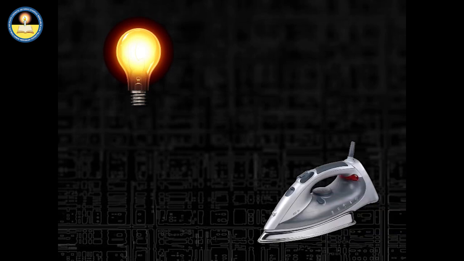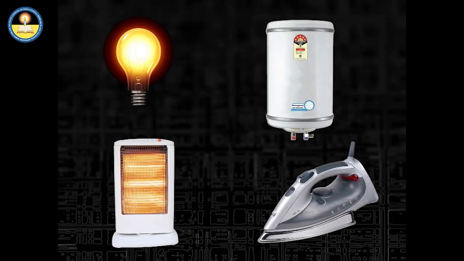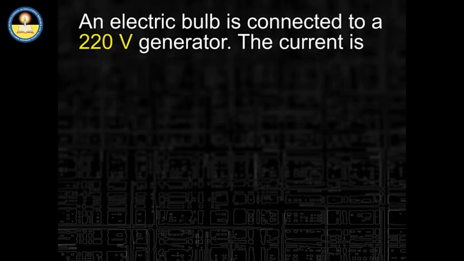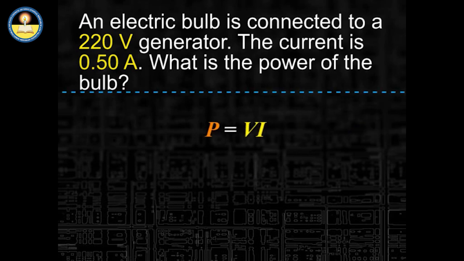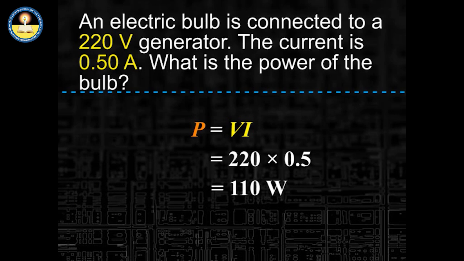Let's now understand the energy consumption made by electrical devices in a domestic setup, where the commercial unit of electric energy is kilowatt-hour. Let's see a problem. An electric bulb is connected to a 220-volt generator. The current is 0.50 ampere. What is the power of the bulb? Using the expression for power, it comes out to be 110 watt.